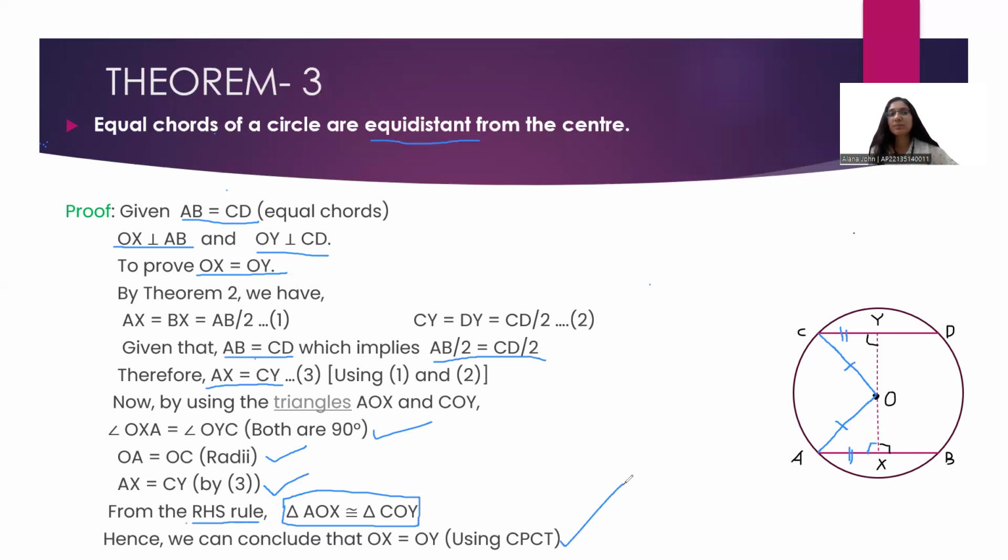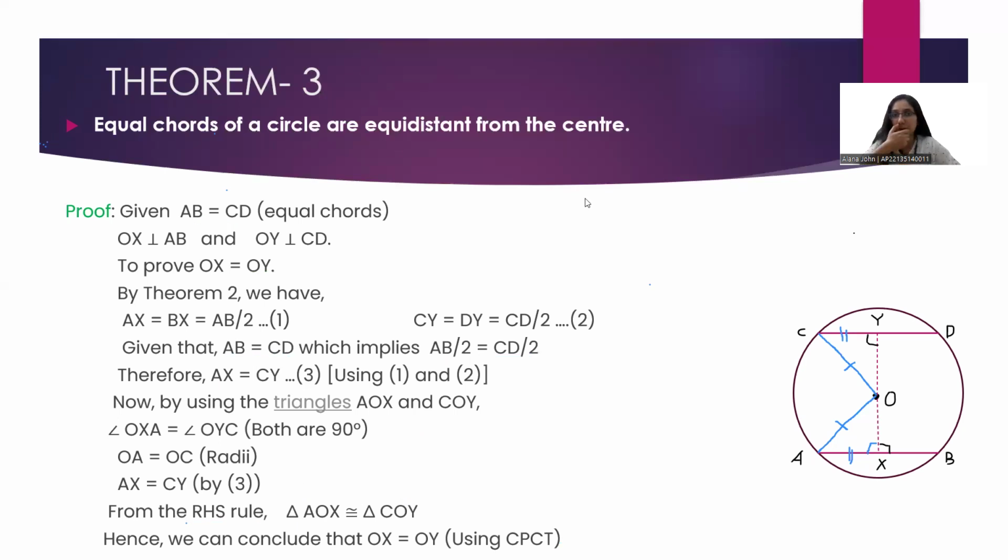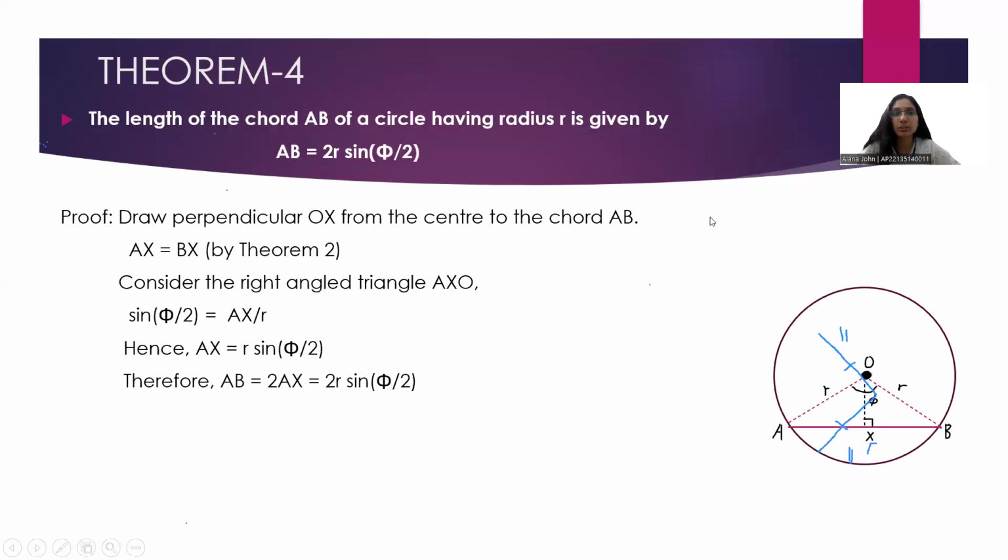So theorem 3 says that equal chords are equidistant from the center. Equidistant means they are at the same distance from the center. I hope theorem 3 is clear to you. Okay, so now let's move on to the fourth theorem.